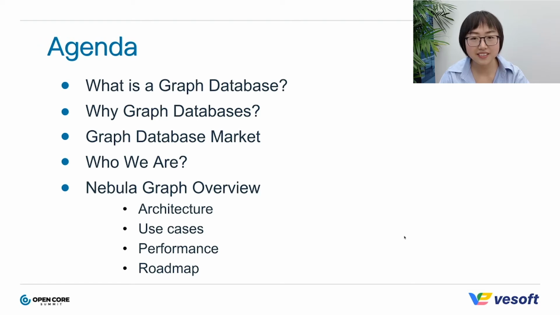And here is the agenda for today. First, we're going to take a look at what is a graph database. I'm going to use an example to explain why a graph database. Then we're going to take a look at the graph database market. And last, I will introduce NebulaGraph in detail, including the architecture, the use cases, the performance and the roadmap. Let's go ahead and get started.